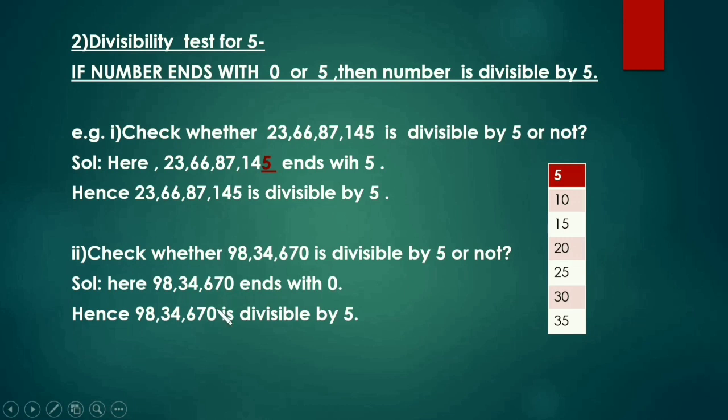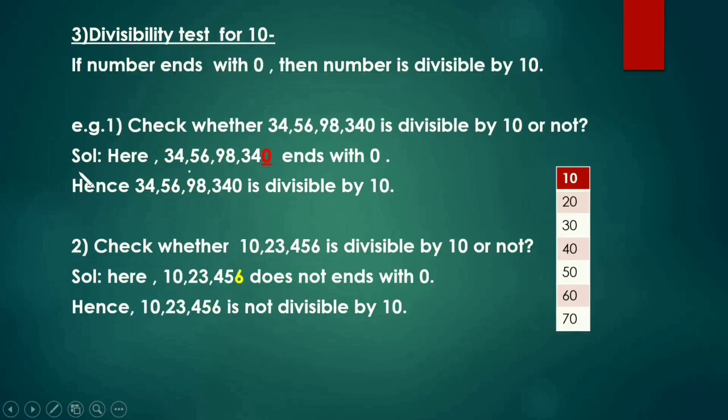Let's learn about the divisibility test for 10. So for the divisibility test of 10, first of all we will see the tens table. 10 ones are 10, 10 twos are 20, 10 threes are 30, 10 fours are 40, 10 fives are 50, 10 sixes are 60, 10 sevens are 70, like that. Every time in the tens table I am observing in the ones place 0 is present. So how can I define the divisibility test of 10? Divisibility test of 10 says that if a number ends with 0, then the number is divisible by 10.